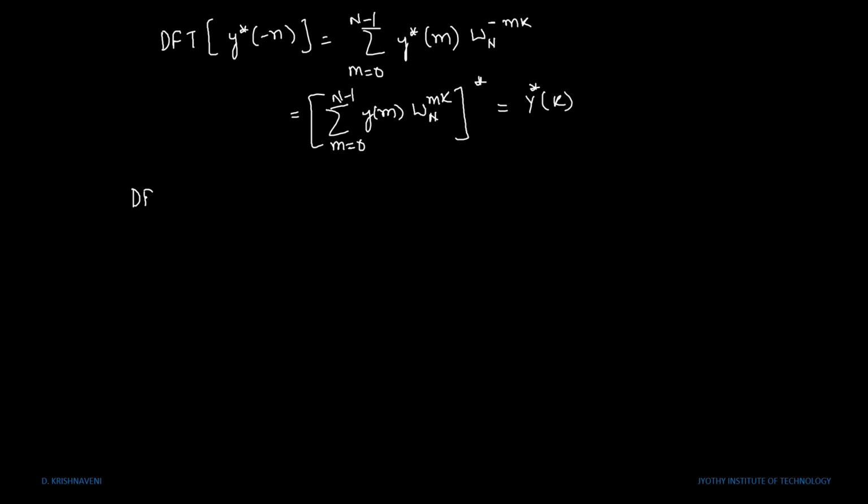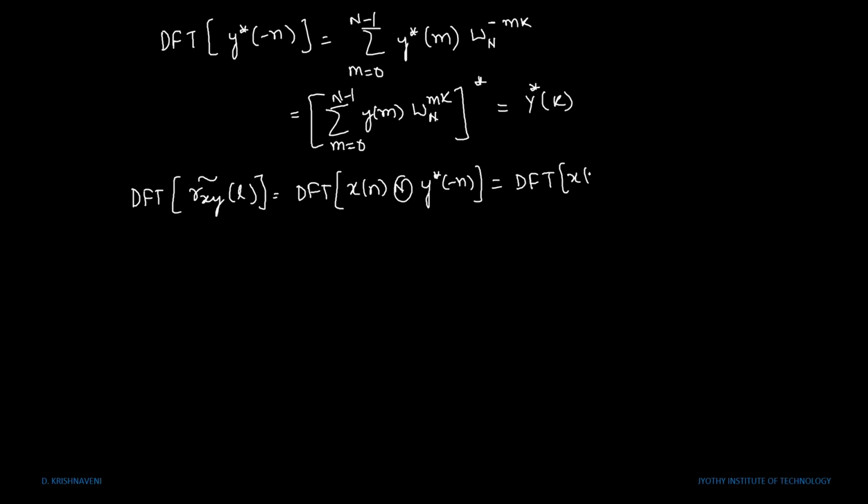So finally DFT of R_xy of l, that is circular correlation, which is equal to DFT of x of n circular convolution with conjugate of y of minus n. We had taken it as DFT of x of n into DFT of conjugate of y of minus n by using circular convolution property. Now this is equal to DFT of x of n is X of k, and DFT of conjugate of y of minus n, we found it to be conjugate of Y of k. Okay, so we have proved the property.